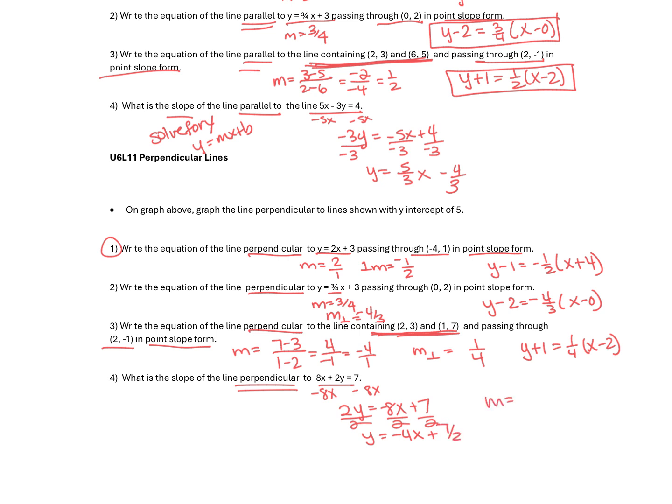So it looks like the slope of that line is -4, or -4/1. So the slope of the line perpendicular would be the reciprocal of that, and the opposite sign, or positive 1/4.